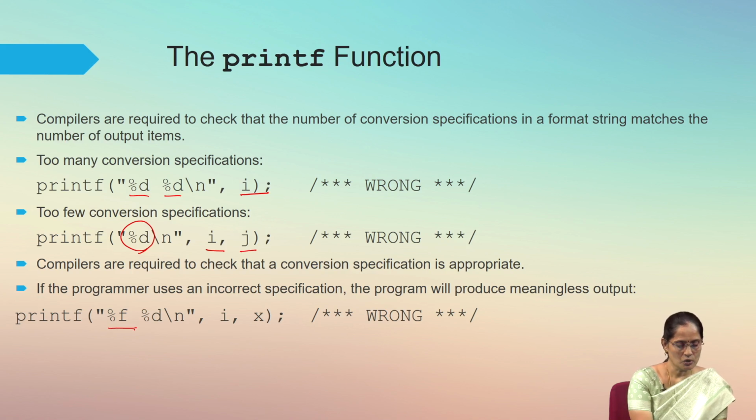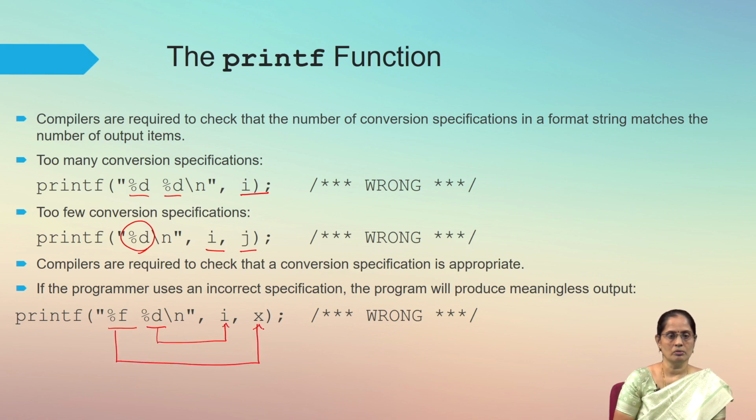using %f and %d. Actually %d is for representing the integer value i and %f is for representing the floating point value x, which are actually to be interchanged. So, in this case it will not show an error, but the value will not be the actual correct value that we are expecting.